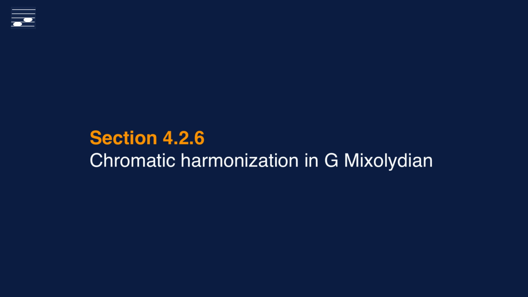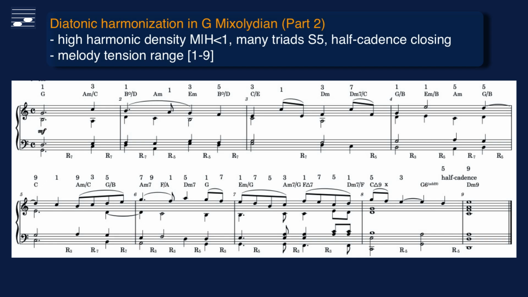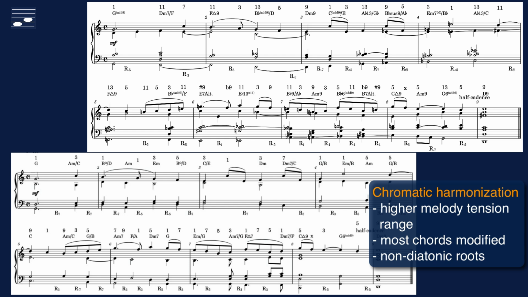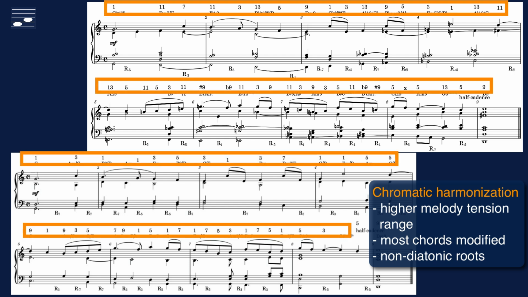Another example from part 2 was the diatonic harmonization in G Mixolydian. This has high chord density, most of the chords are triads, and there's a modal half cadence closing. In the chromatic harmonization solution, the melody tension range has increased, with many higher chordal functions. Most of the original harmony has changed.